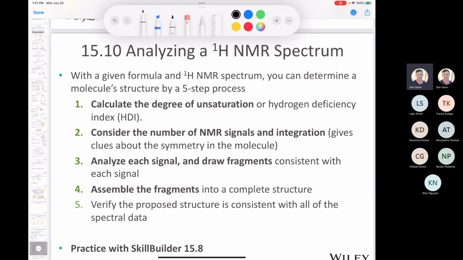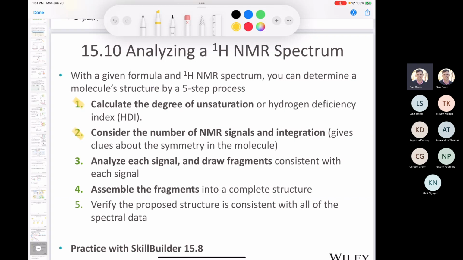The next thing I would do after the first step is done is I would just look at the number of signals. Do I have 2? Do I have 3? Could there be symmetry in the molecule? Because oftentimes if you have a lot of protons but only a few signals, it means you're going to have some kind of plane of symmetry somewhere in the molecule.